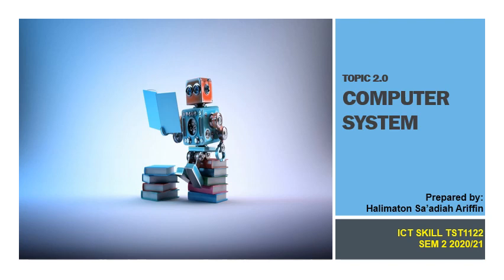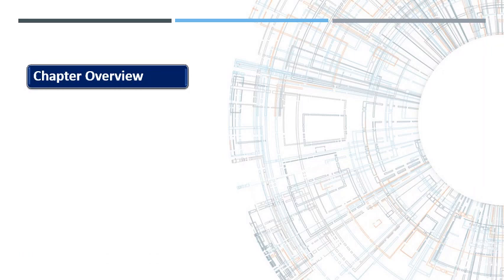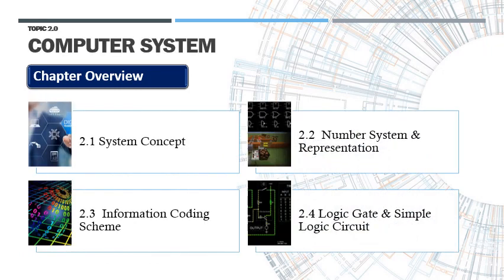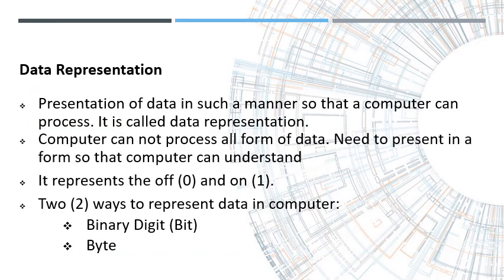Assalamualaikum. Okay, now we are going to continue the discussion about topic 2. We have discussed the system concept. Now we are going to discuss number system representation, information coding scheme, and also the logic gate and simple logic circuit.